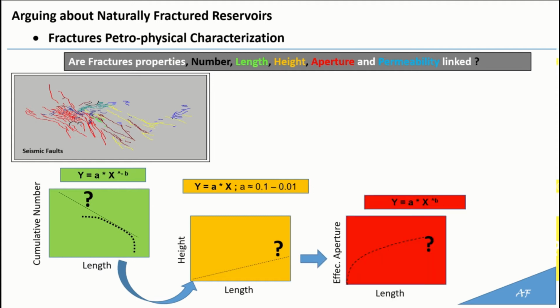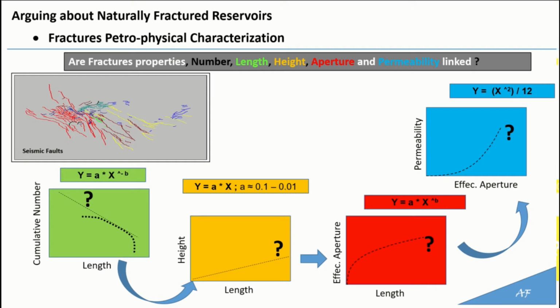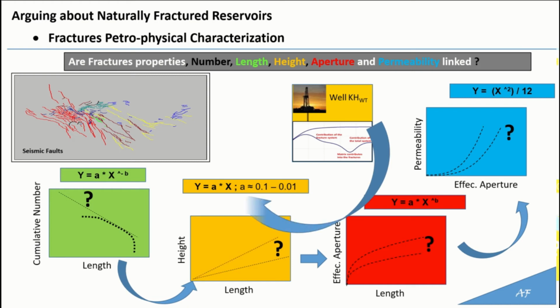Then, the effective fracture aperture should be likely correlated to the fracture length, and in turn, the aperture correlated to the fracture permeability. The huge uncertainties affecting all the steps can be minimized by a backward calibration from the permeability estimated at the well, tuning accordingly the different correlations.